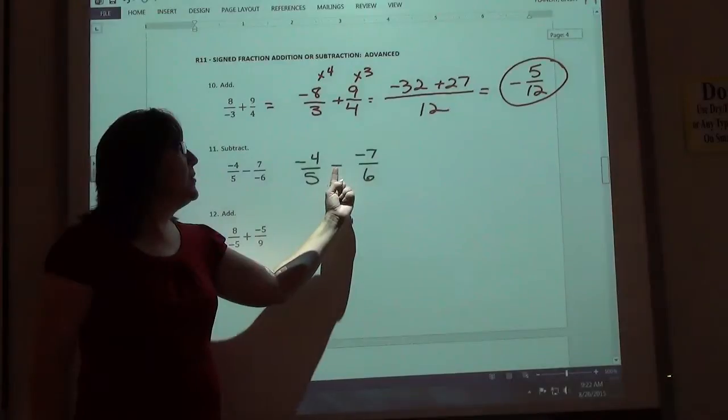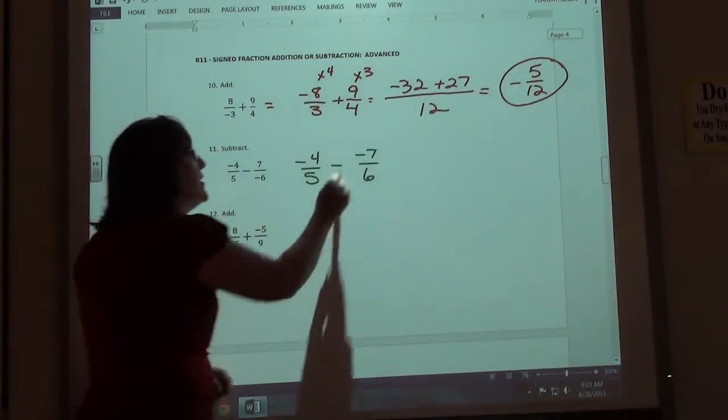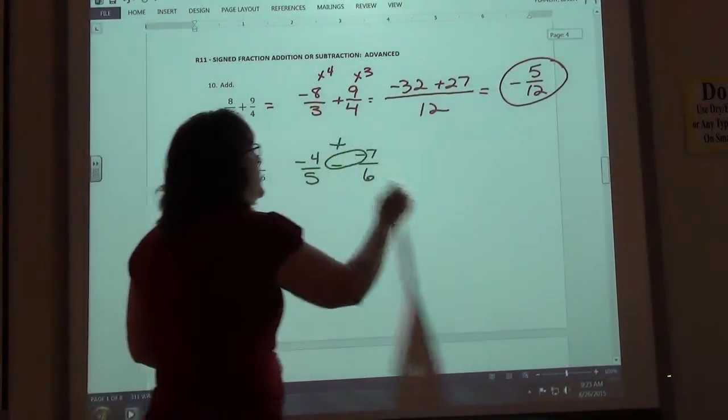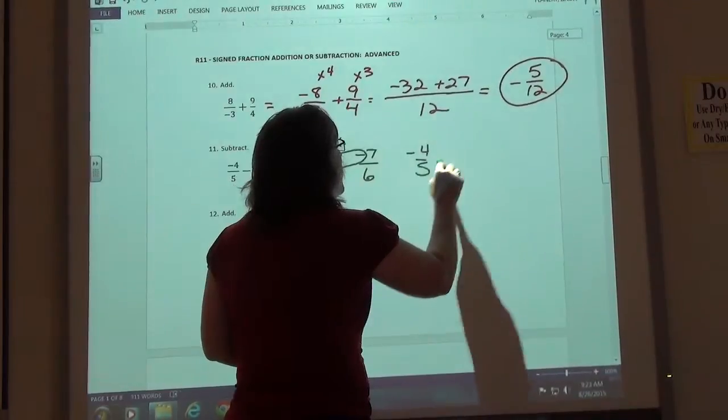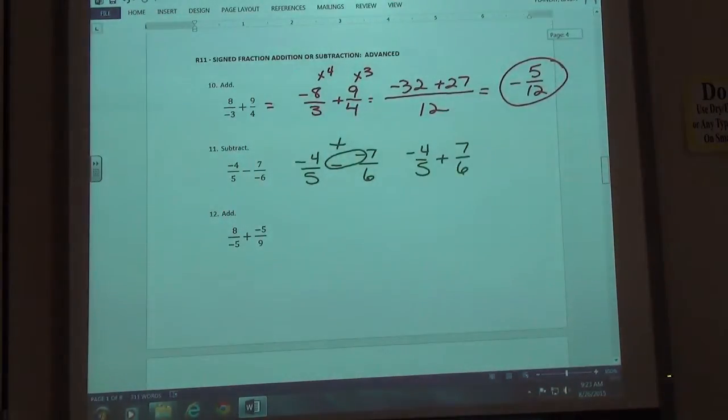Now, what happens when I have minus a negative? It becomes a positive, right? When we subtract a negative, we're going to change it to adding. So we're going to have negative 4 fifths, and we're actually going to add the 7 sixths then. Now we got rid of the messy signs.